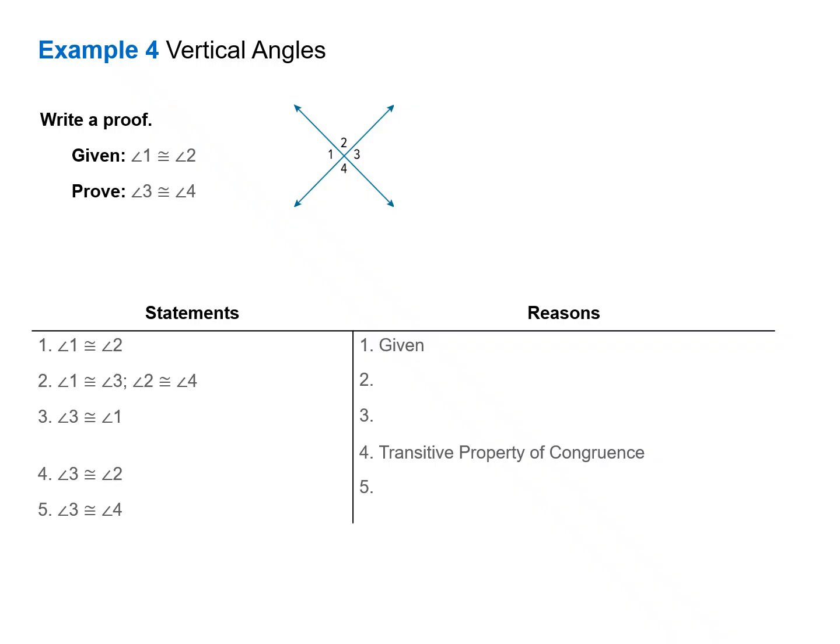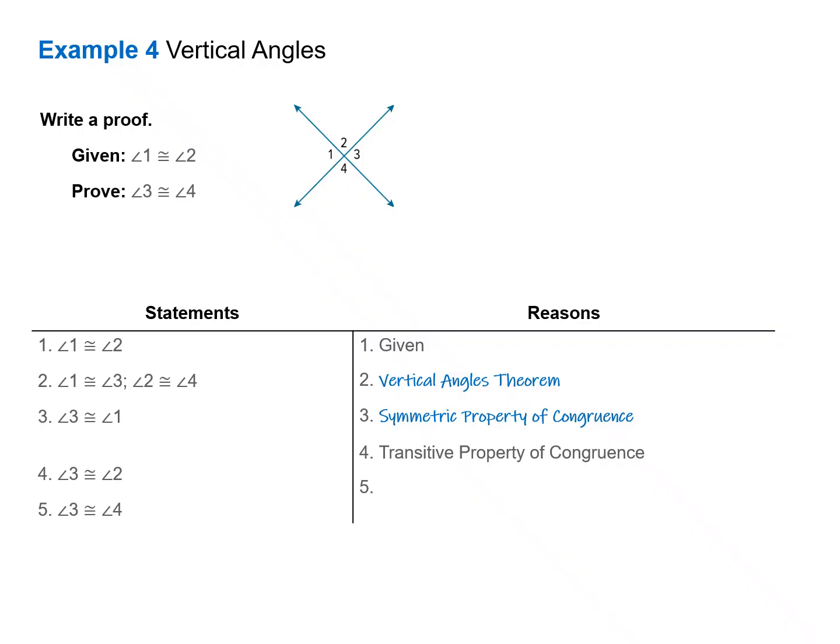Let's look at example 4. It says given angle 1 is congruent to angle 2, prove that angle 3 is congruent to angle 4. Again, the first line is almost always your given. You're given that angle 1 is congruent to angle 2, and now we have angle 1 is congruent to angle 3 and angle 2 is congruent to angle 4. Well, how is that possible? Because all vertical angles are congruent. So that is the vertical angles theorem.